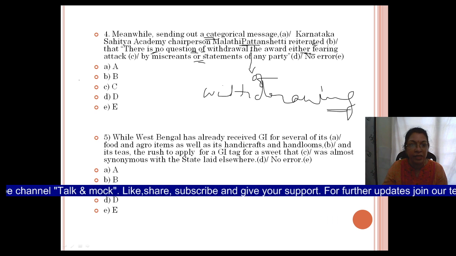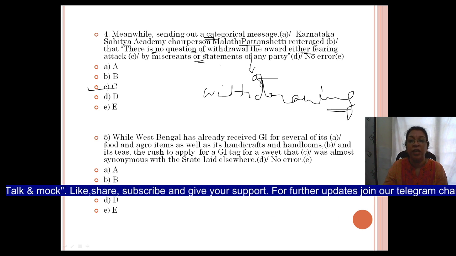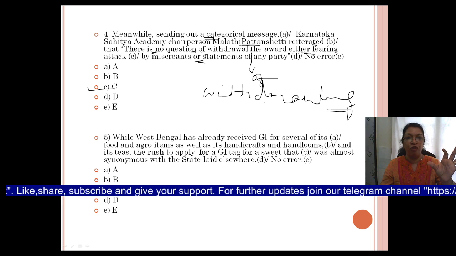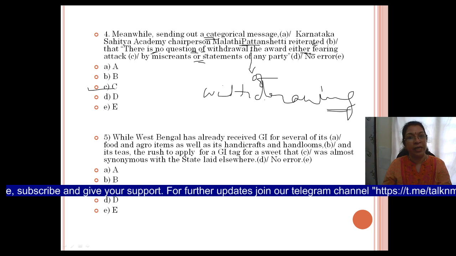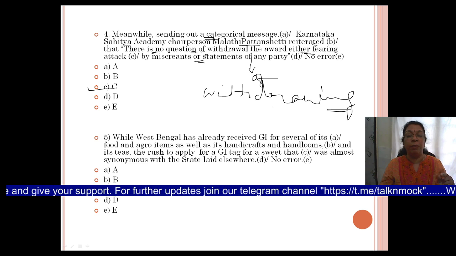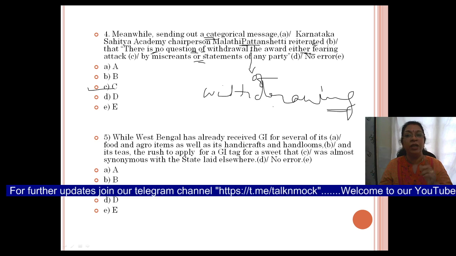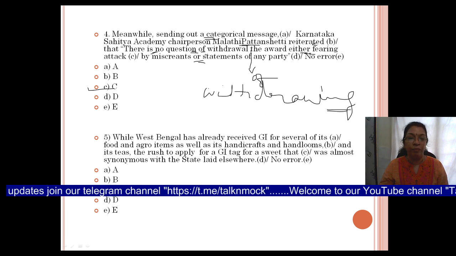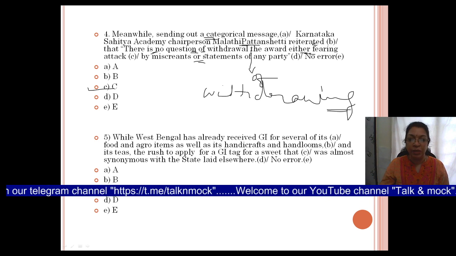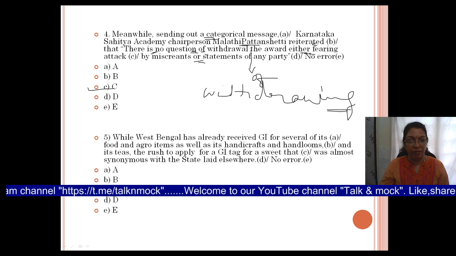So here it is in part C. Withdrawing should be the verb form. This is not about tense, this is about the verb. It should be in participle form, and the rule is after preposition it should be in participle form. Is it clear? Now let us go to question number 5.